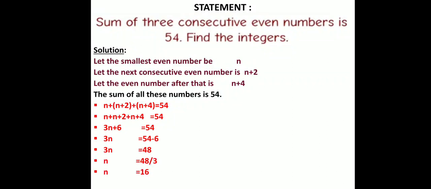So the three consecutive even numbers will be 16, 16 plus 2 which is 18, and 16 plus 4 which is 20. That is, 16, 18 and 20 are three consecutive even numbers which sum up to 54.